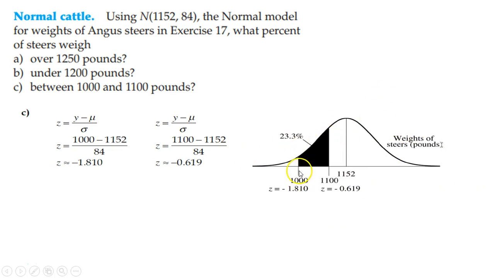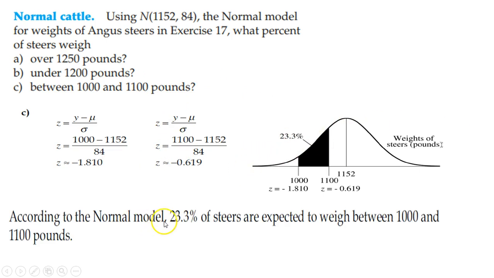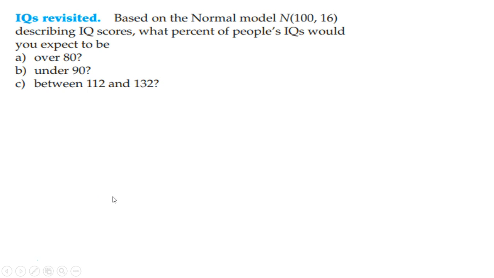They are correct. And again, you could do second vars, go down to normal CDF, and now your low is 1,000, your high is 1,100, your mean is 1152, and your standard deviation is 84, and they can do it without switching into z-scores and get 23.3% as well. So, according to the normal model, 23.3% of steers are expected to weigh between 1,000 and 1,100 pounds. Okay, this is the idea going through. I try to do that one a little slower so you can see what we are typing in.